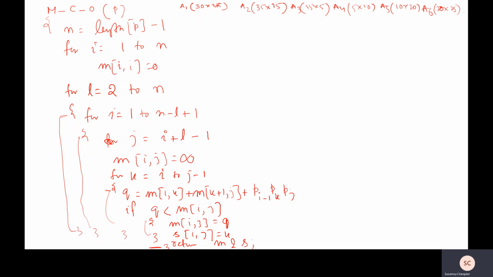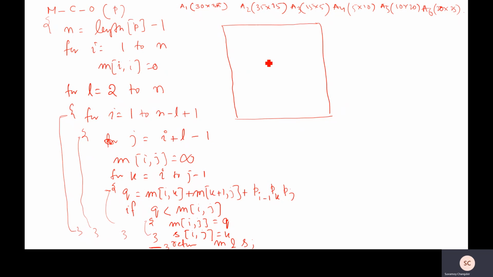Then we will multiply them by finding the costs one by one. Here you see what we require: we have to use two auxiliary arrays, one is m and another is s. From the algorithm we can find A1A2, A2A3, A3A4 and so on. So let us first draw the two auxiliary arrays.